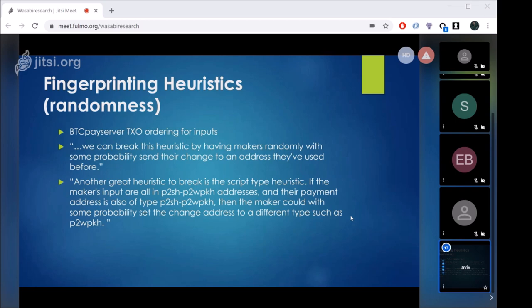So, Belcher pointed this out, and it's a very good point. He brings it up here. He says we can break this heuristic by having makers randomly, with some probability, send their change to an address they've used before. He's talking here about a different heuristic, that addresses being reused are likely payment addresses. For example, I want to pay you money, and I'm likely to reuse your address. But change addresses are always brand new. He's saying, well, why don't we just have a small probability of change addresses being reused on purpose?